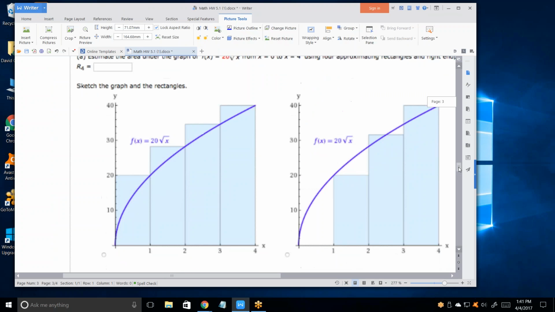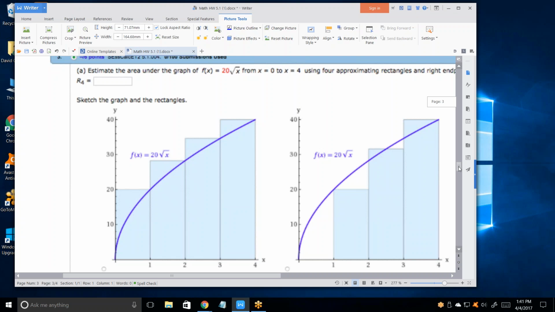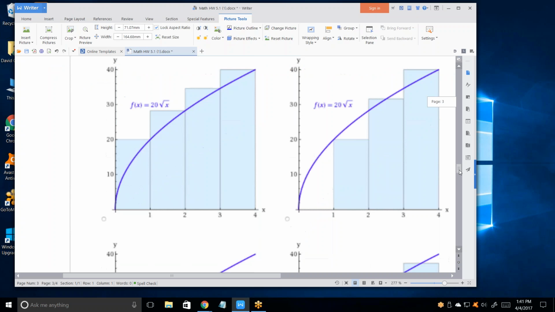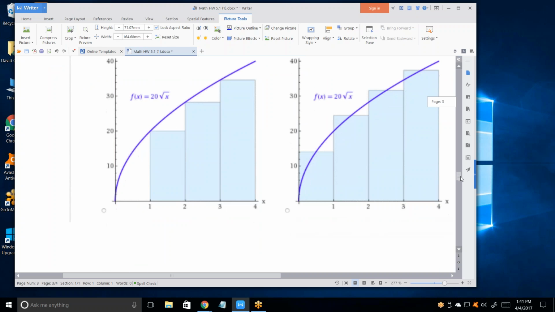Oh, I kind of get it. Using 4 approximating rectangles and right-hand endpoints. Well, this one they use nothing but left hand on the left. And on the right they use nothing but what? What is that on the right that they're using?